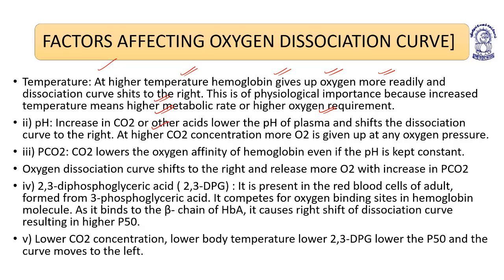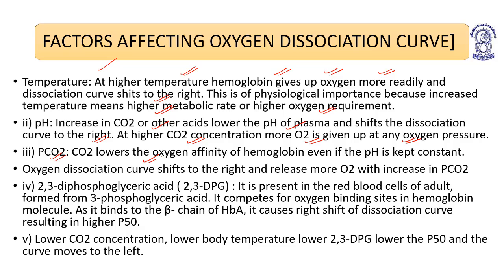Increase in CO2 or other acids lowers the pH of plasma and shifts the dissociation curve to the right side. At higher CO2 concentration, more O2 is given up at any oxygen pressure. This is known as the Haldane effect. If the CO2 concentration is high, then whatever the pressure of O2 is, the oxygen will be released from oxyhemoglobin. Okay. Partial pressure of CO2.